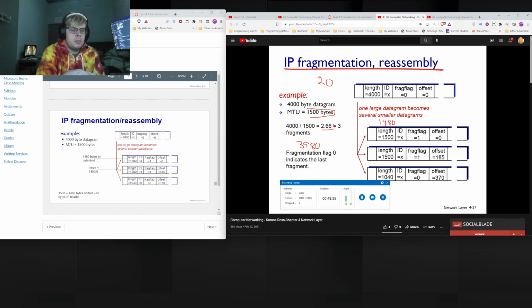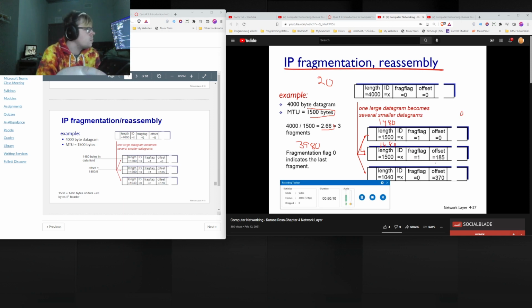Offset is 0. Offset means data is inserted from the beginning, byte 0. That means from the beginning of 0 the data has been inserted. So the first 1480 bytes of the data have been inserted. Now let's come to the next, because there is another datagram. So the next 1480 bytes are inserted over here. Alright, so offset 1, fragmentation flag 1 means that there is one more fragment.